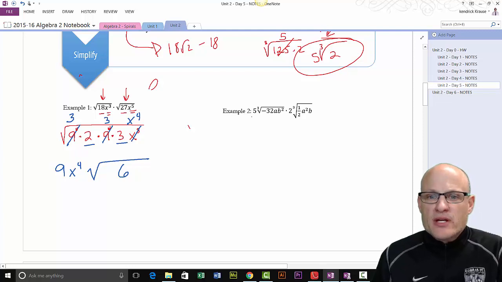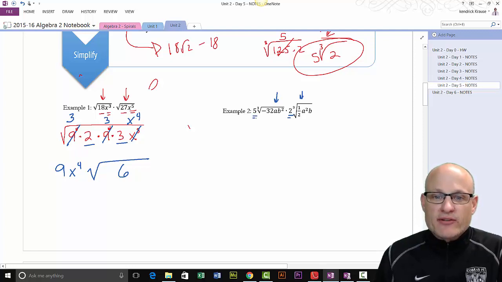All right, here we go. These are cube roots. So what we're going to do is multiply these cubes. Now, I got stuff on the outside. I got a 2 here, and I got a 5 here. So that's 10.